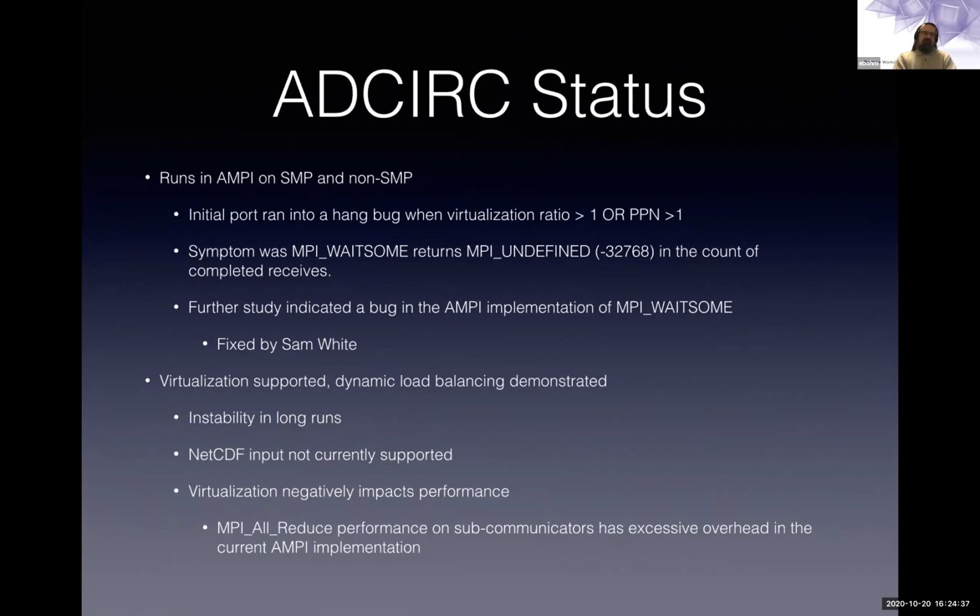Our experiments so far have found that the virtualization approach has been negatively impacting performance. Our detailed analysis shows that it is a performance problem related to MPI all reduce being done on the subcommunicators that are used in ADCIRC for the ranks that are not IO ranks. And Sam is working on a solution to that.